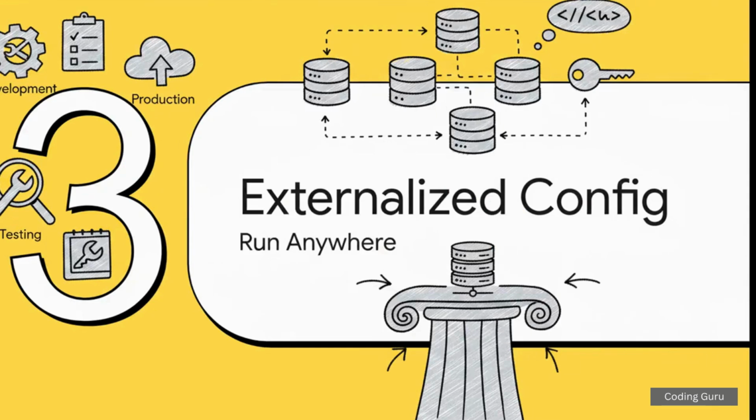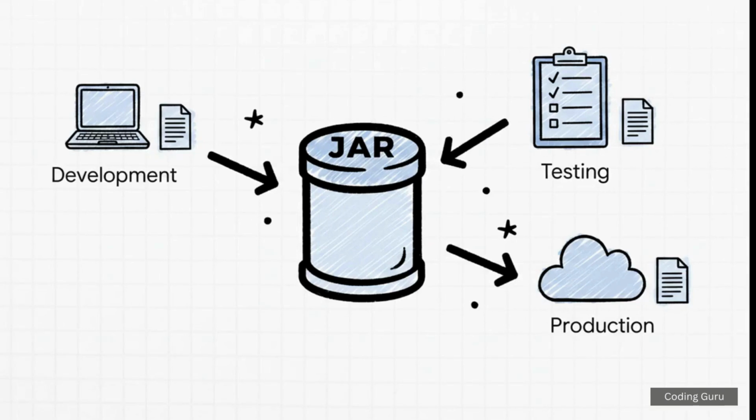All right, so your app is up and running. Awesome. But now you have to think about running it in different places, right? Like on your local machine for development, on a server for testing, and then in production. Each one needs different settings, like which database to connect to or what API keys to use. That's where a third pillar comes in and really shines. The big idea here is what's called externalized configuration.